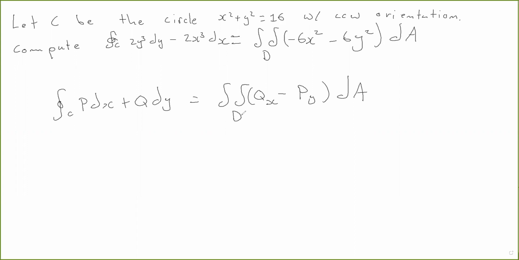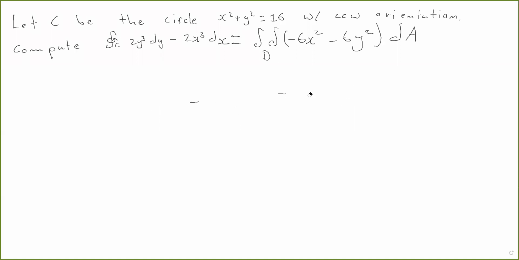And remember, you have to make sure that the orientations match up. So to use Green's theorem, this curve needs to be oriented in the counterclockwise orientation, which is what we have here. Otherwise, you need to multiply the area integral by minus 1. All right, so then now we just have to compute this.